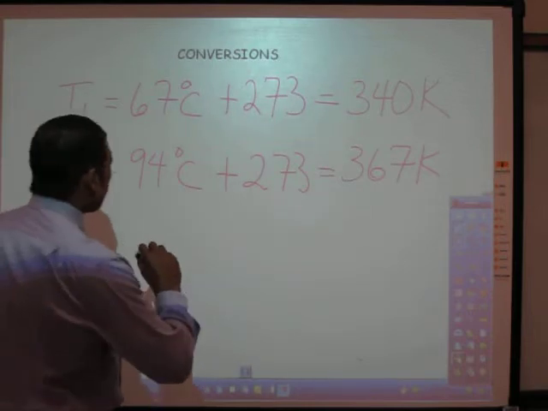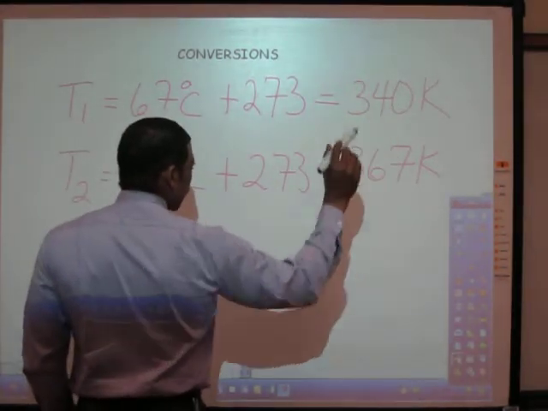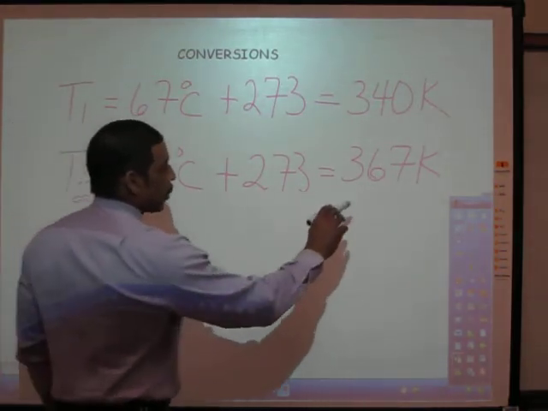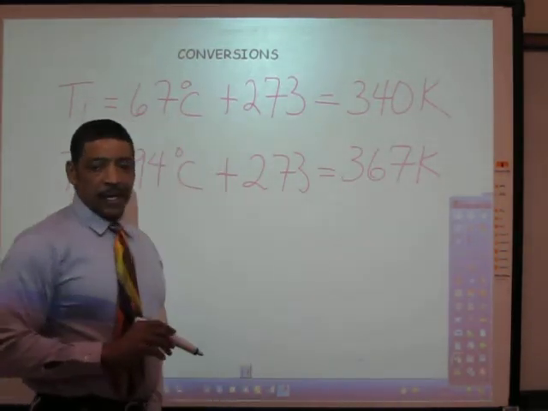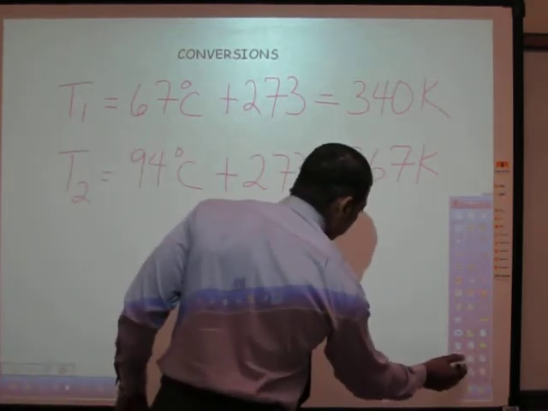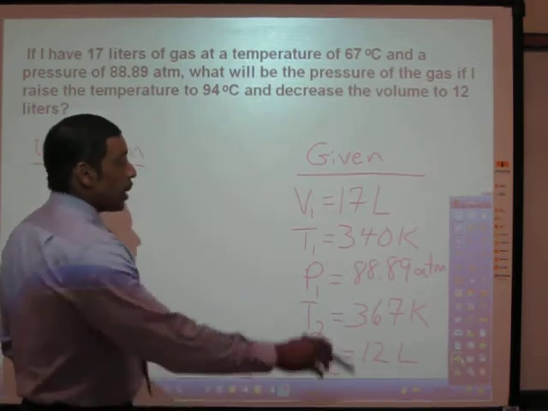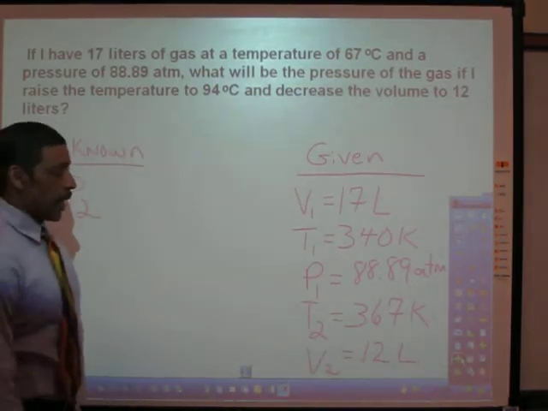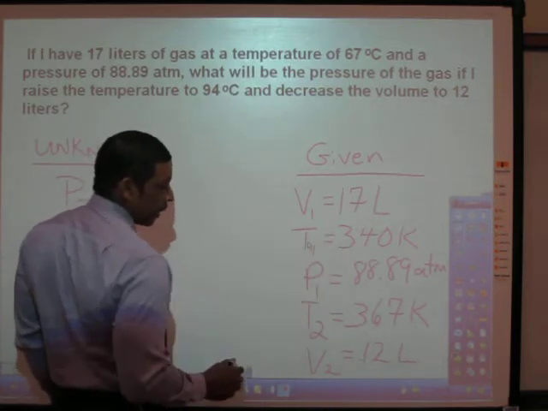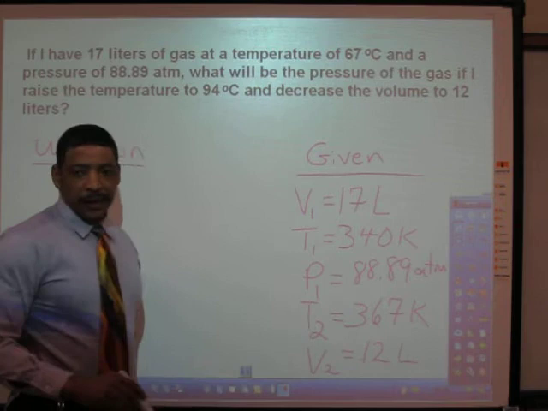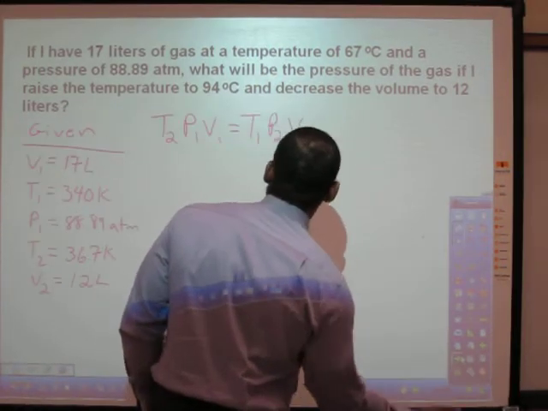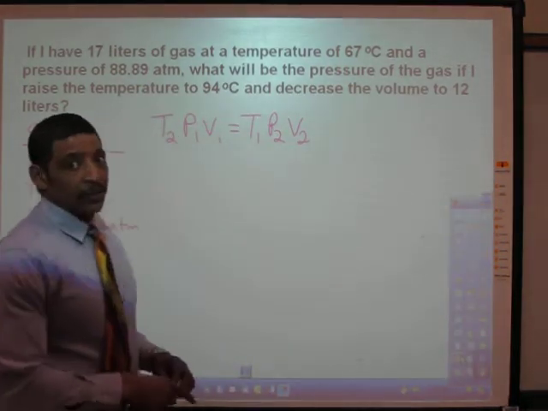So now my T1 becomes 340 K. My T2 becomes 367 K. All right? Very simple calculation. Okay? Now we can modify our givens to reflect our converted temperatures, where our T1 is 340 K and our T2 is 367 K. Now it's time to solve.